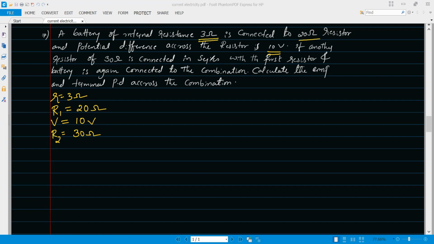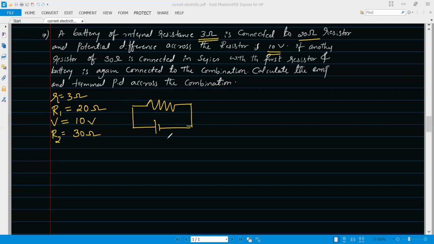The first circuit's resistance was connected in series with the first resistance, and the battery is again connected to the combination. Now the same battery is connected to the combination. Calculate the EMF and terminal potential difference across the combination. Let us go for this. First, how was the circuit? There was one resistance and this was the battery connected to that resistance.